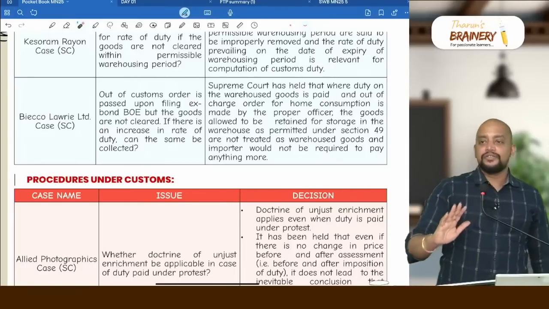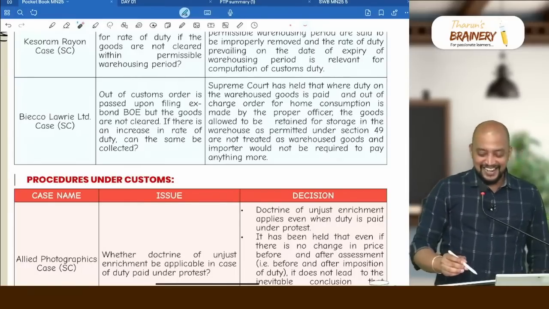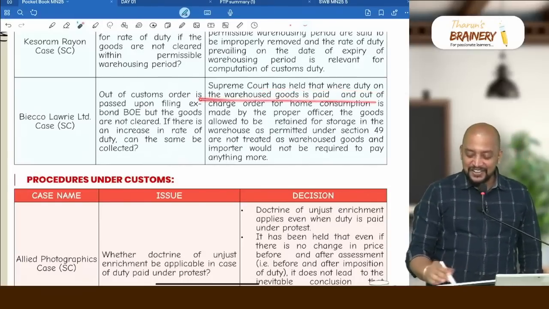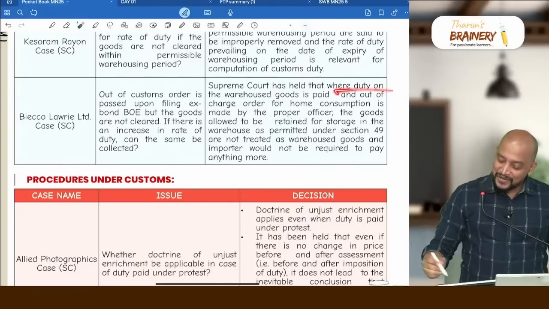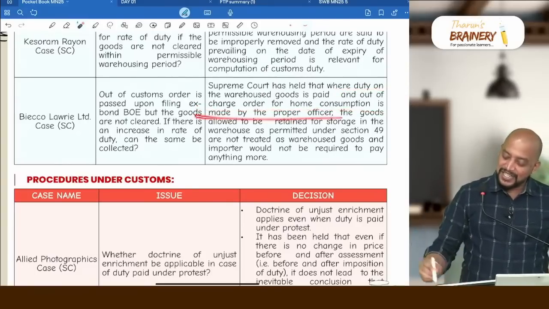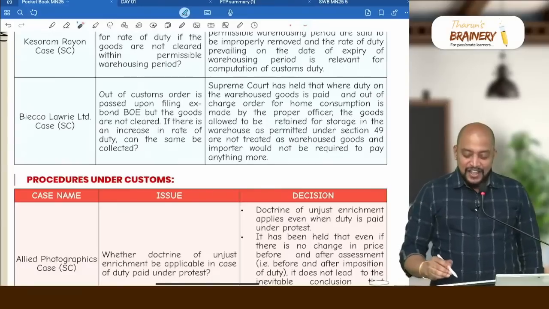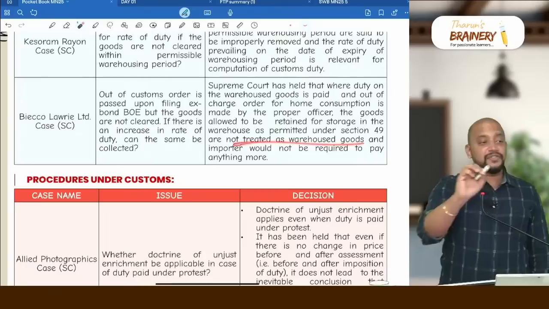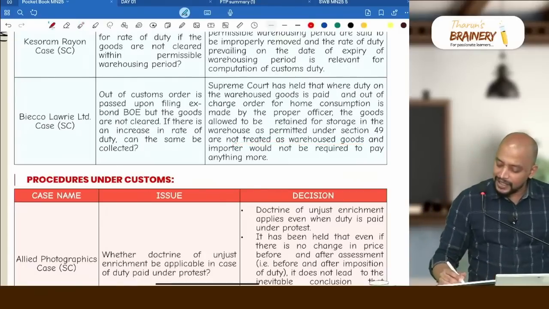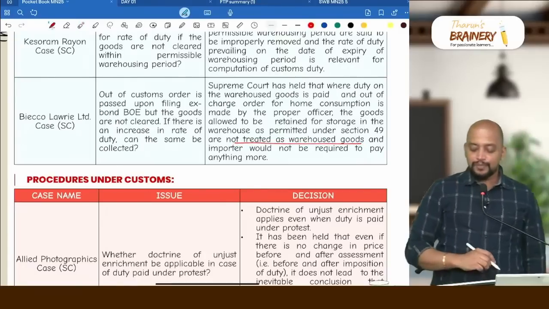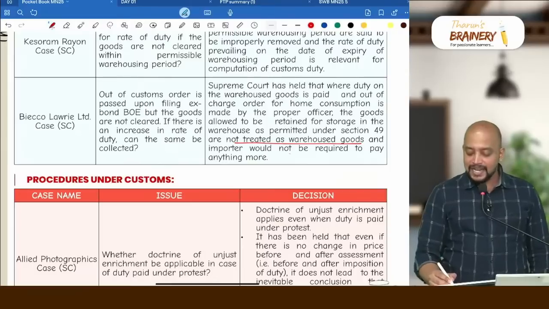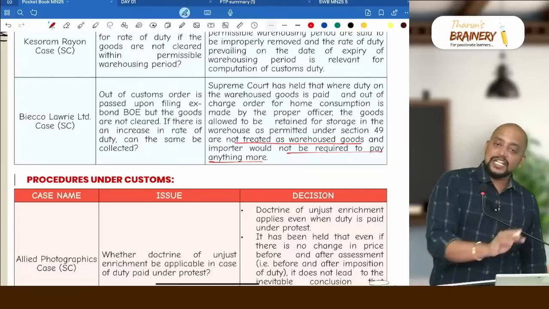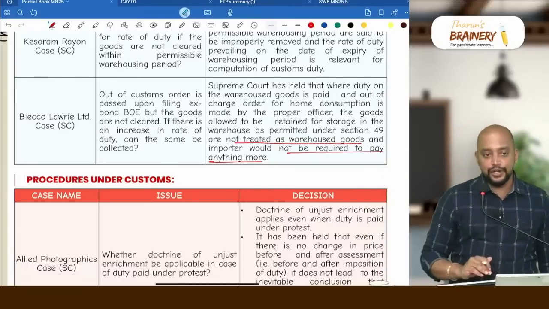So there is a limit, bro, for everything. In this case, the Supreme Court has held that when duty on the warehoused goods is paid and out of customs charge order for home consumption is made by the proper officer, the goods allowed to be retained for storage in the warehouse are not treated as warehoused goods, and the importer would not be required to pay anything more, because out of customs charge order was already passed and he filed the ex-bond bill of entry. He paid the customs duty also.